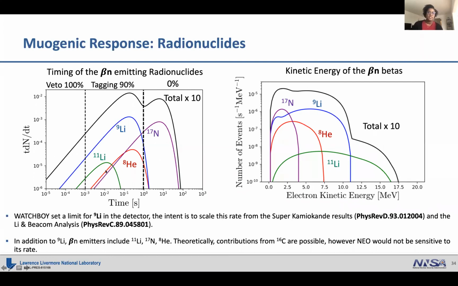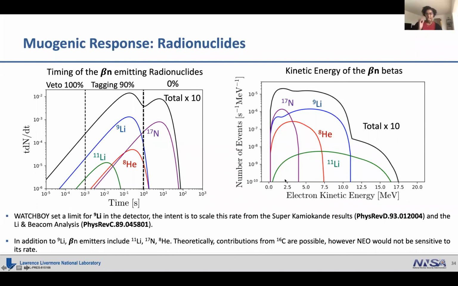And then we make an assumption about having a 90% tagging efficiency, similar to what SuperK is able to do with their radionuclides. And so these are events that we would actually be able to reduce by 90%. However, when we go further off into time, so greater than a second, these are events that we are just going to have to accept as background. And so that's mostly contributions from nitrogen-17 because it lives so long.